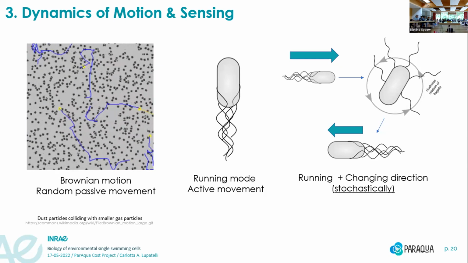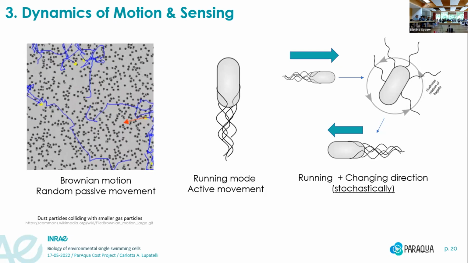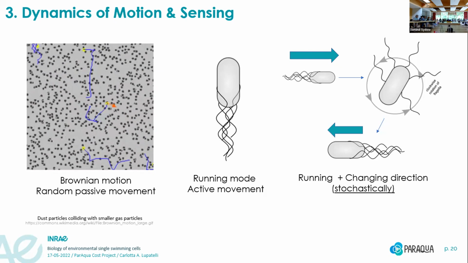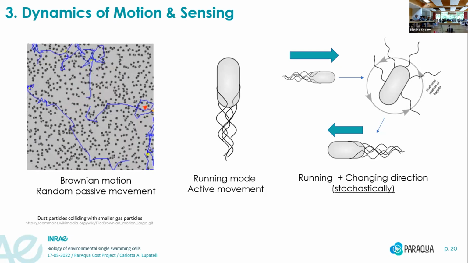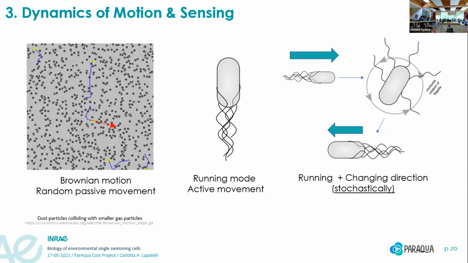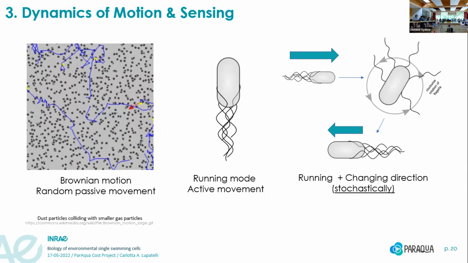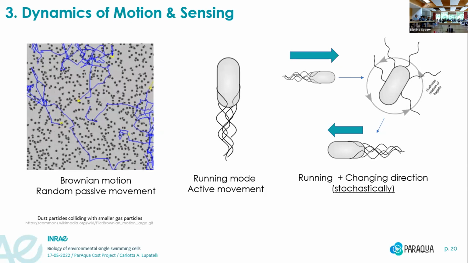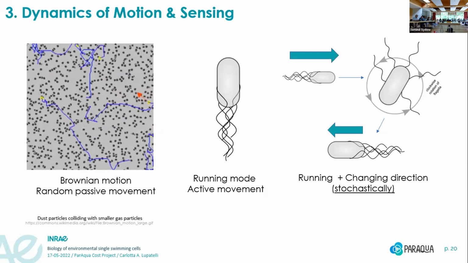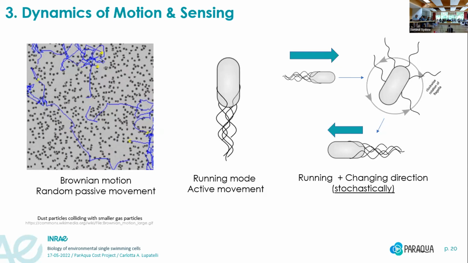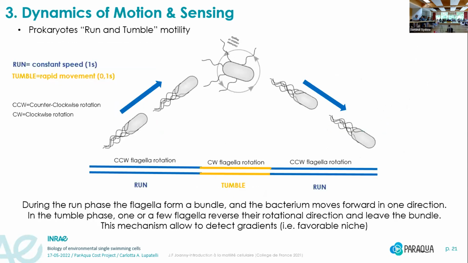But again, from that, our microorganisms were able to develop not only a system that allowed them to run straight in one direction, but also the ability to change the direction stochastically. And we will see how. This mechanism of running in one direction and then changing direction in prokaryotes is called run and tumble motility. Do you know run and tumble?